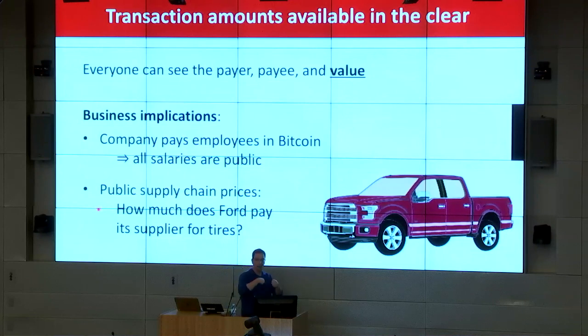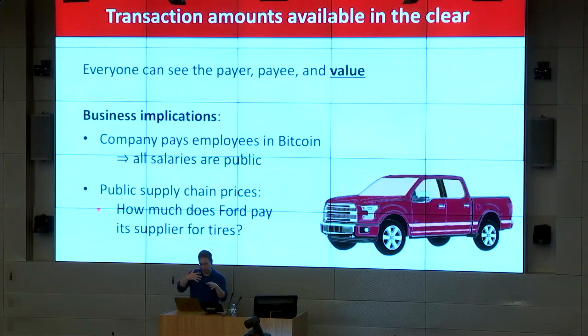Even worse, when you think of a supply chain, Ford wants to buy tires from its supplier. If they paid the supplier in bitcoin, essentially the whole world would see how much Ford is paying for its tires. So it's fundamentally not possible. There's no way Ford would reveal this to the world. So fundamentally, there's a mismatch between what we need for business transactions and what Bitcoin actually provides. This is one of the reasons why Bitcoin today is primarily used as a gold replacement. It's not actually used much for paying salaries or for supply chains because of this privacy issue. And the question is what to do.